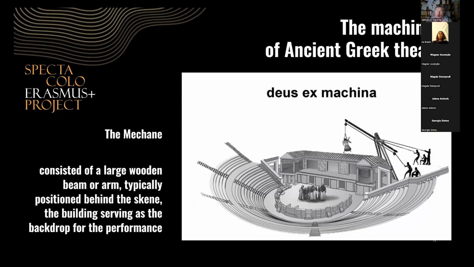An actor who played a god would be attached to the end of the crane, whenever the story called for a divine intervention or miraculous event, like a god stepping in to solve the problem or the prophecy coming true. At the right time, the crane would be used to dramatically lower the actor onto the stage.